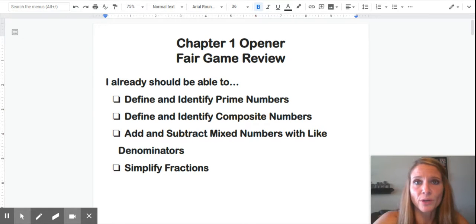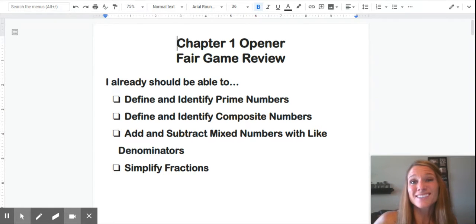But if at any point you realize, oh my goodness, I haven't done this before, maybe you were absent that day back in fifth grade, it's important for you to realize that today, so that you can get extra help and put in a little bit of overtime outside of class. So the skills that we're going to be working on today are listed here. These are our learning targets.